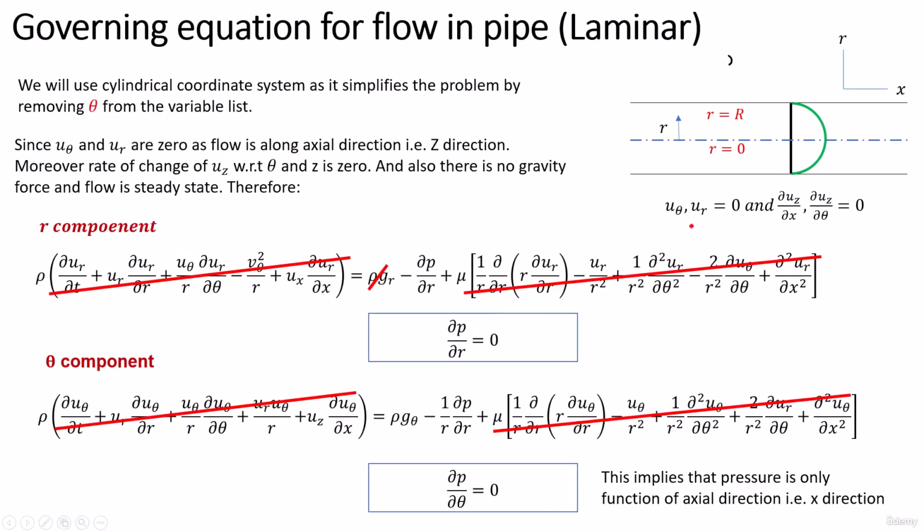So you know that in the first two equations, the r and theta components, u r and u theta are 0. That's why all these terms are 0. And this means that there is no pressure gradient in the r direction and no pressure gradient along the theta direction, which implies that the pressure gradient will only be along the axial direction.